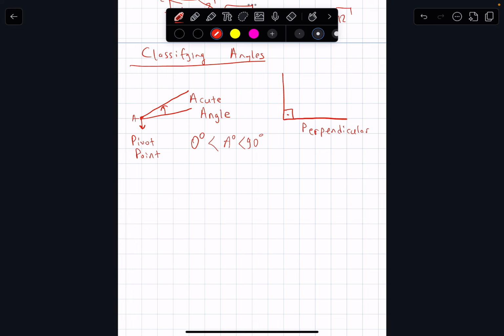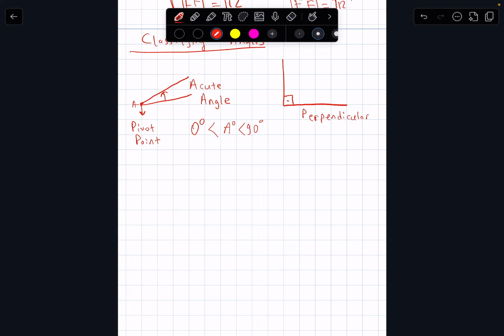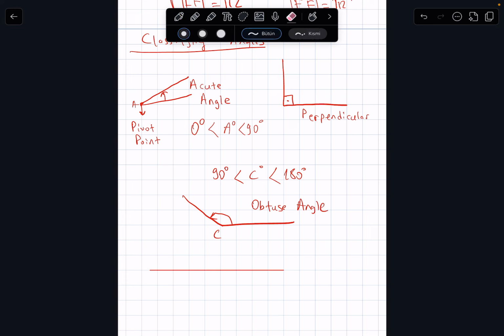This is a right angle. It has to be equal to 90 degrees, okay? And if it's more than 90, let's say C, if it's like this, then this is called an obtuse angle. And if it's equal to 180 degrees, like this, then this is equal to a straight angle.